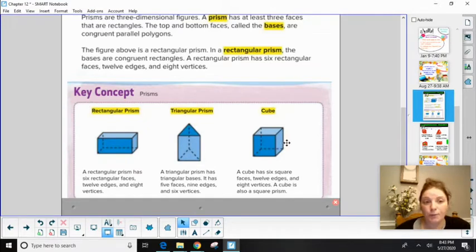A cube is kind of a special rectangular prism. It is a rectangular prism, but we have square faces and square bases. Okay, it's just made up of a bunch of squares. So there are 6 square faces, 12 edges, and 8 vertices. And you could also call it a square prism, but we mostly call it a cube. Okay, like if you have a die that you're rolling to play a board game, that's a cube.